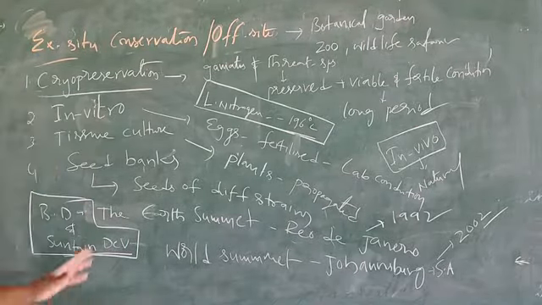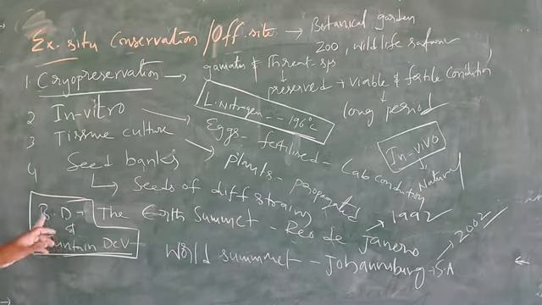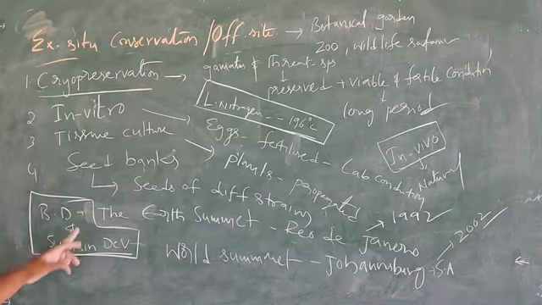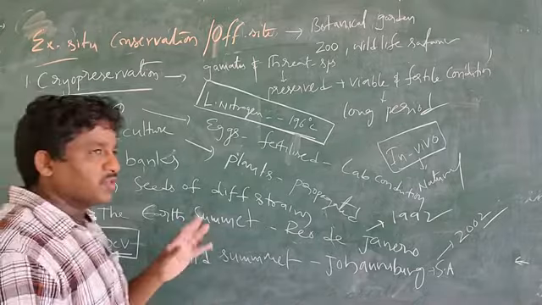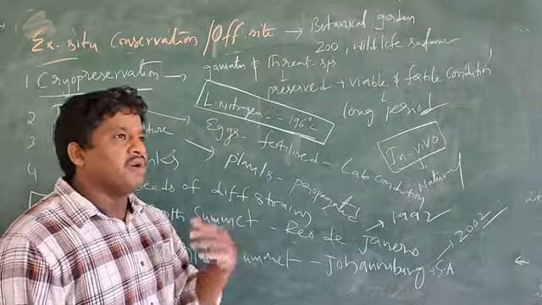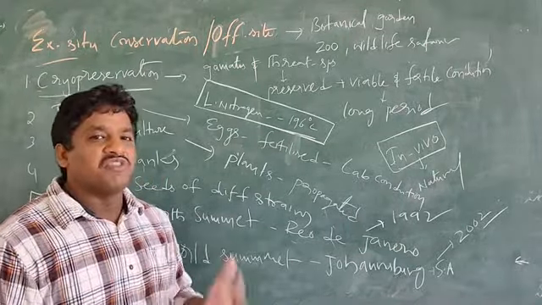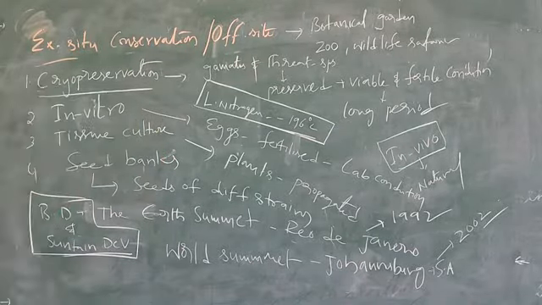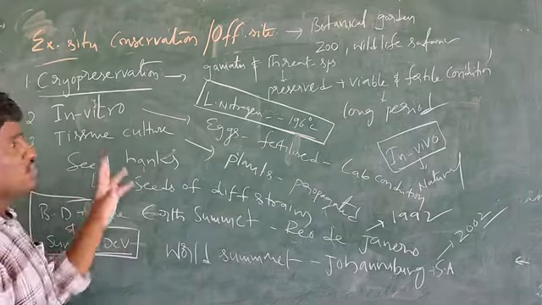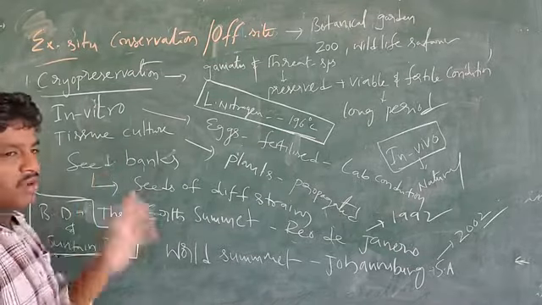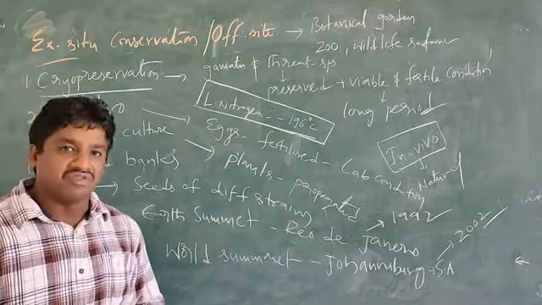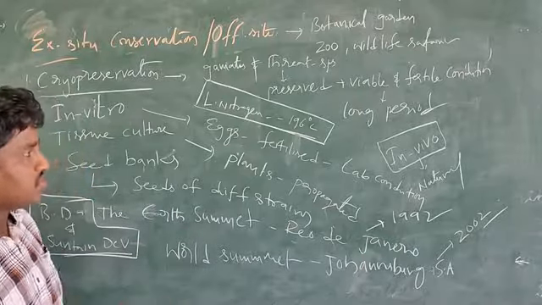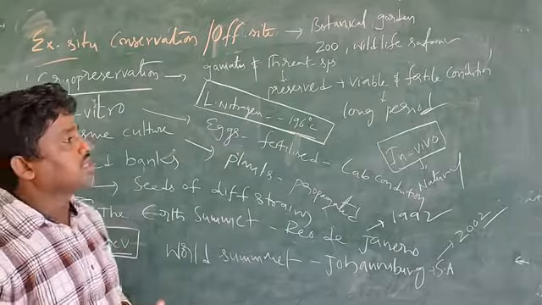All these summits are mainly about biodiversity conservation and sustainable development. The species are sustained and also developed, and their product benefits are used for human welfare. For that sake they are conducting these. So here the ex situ conservation methods are covered, and we already discussed in situ conservation previously. So the biodiversity chapter is completed. Okay, that's it.